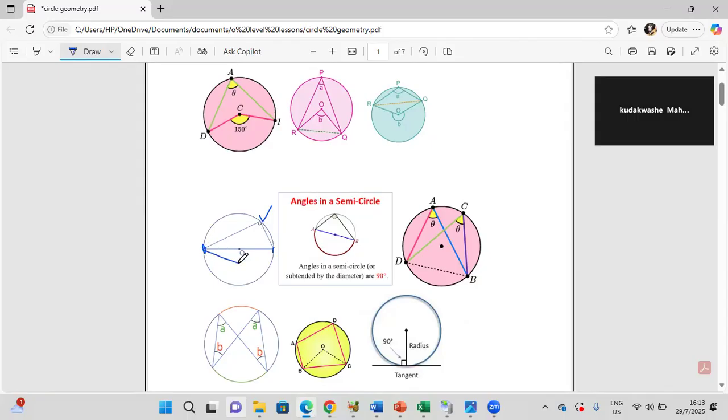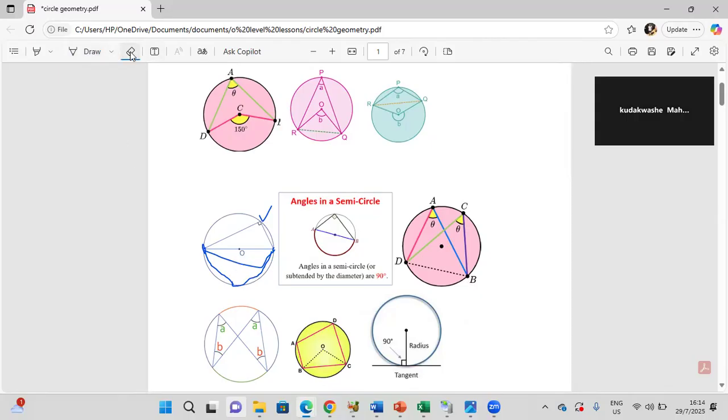If the corner was not at the circumference, it wouldn't be 90. So for it to be 90, this corner has to be at the circumference. It doesn't matter whether it's upside down or sitting straight, as long as the other corner is at the circumference, then it forms 90 degrees. So where is the 90 degrees? It is at the circumference. So the 90-degree angle is formed at the circumference. Take note of that. That is the other theory we also talked about.